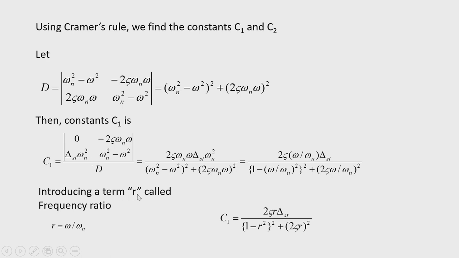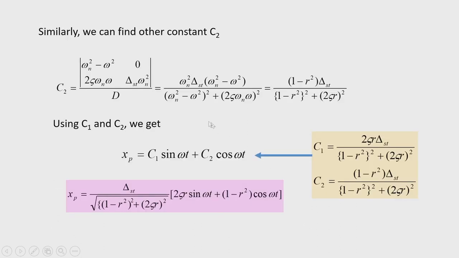Introducing a term r, which is called frequency ratio, I write this equation C 1 again in this form: twice xi r delta S t divided by (1 minus r square whole square plus 2 xi r whole square). Similarly, we can find the other constant C 2.